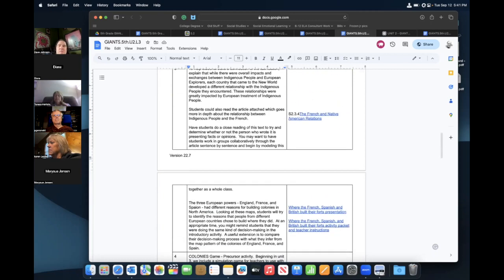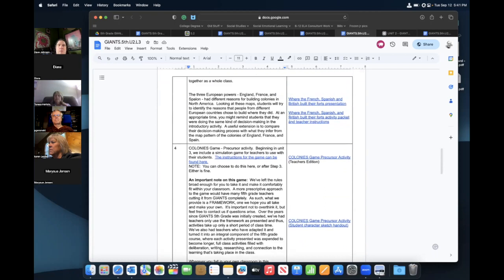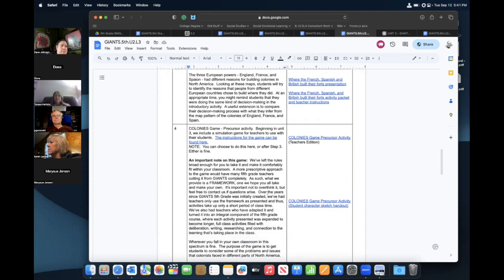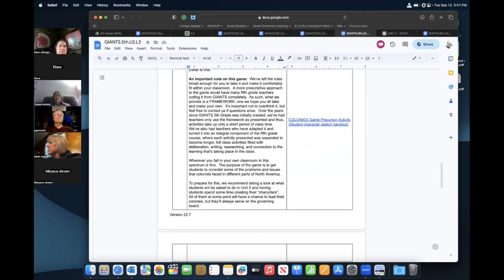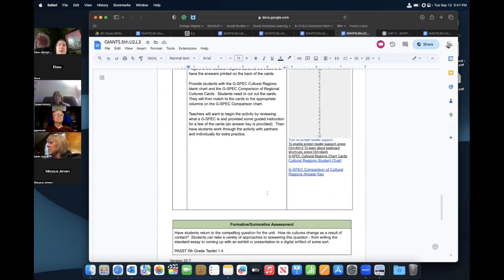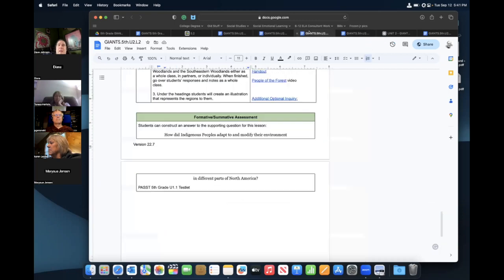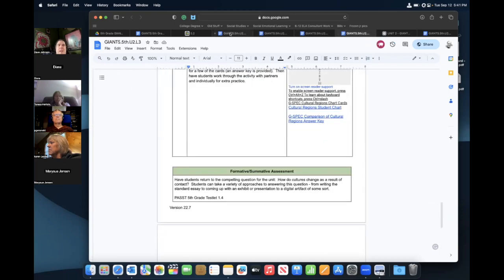But this is the lesson that really gets into those three worlds meeting. We talk about the different European groups that are coming over and the interactions that they're having with the indigenous peoples. So overall, this whole unit is going to cover all of that stuff, and it's going to bring in unit 3 more on the beginnings of the slave trade.